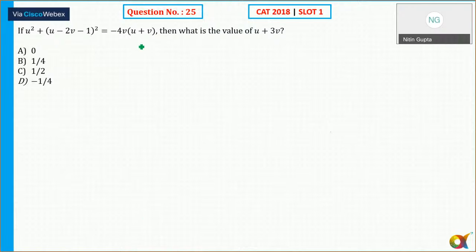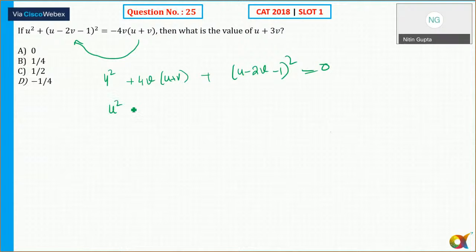Take this term on the left hand side. u square minus plus 4v into u plus v plus u minus 2v minus 1 equal to 0. So this is u square plus 4v into u. That can be written as 2 into 2v into u. And 4v into v is 4v square. So that is (2v) whole square plus (u minus v) whole square equal to 0.